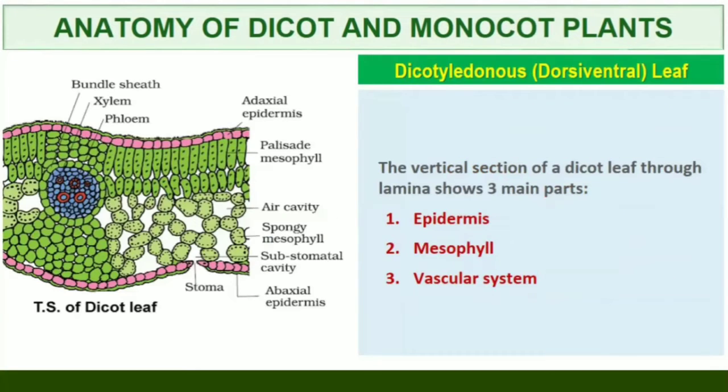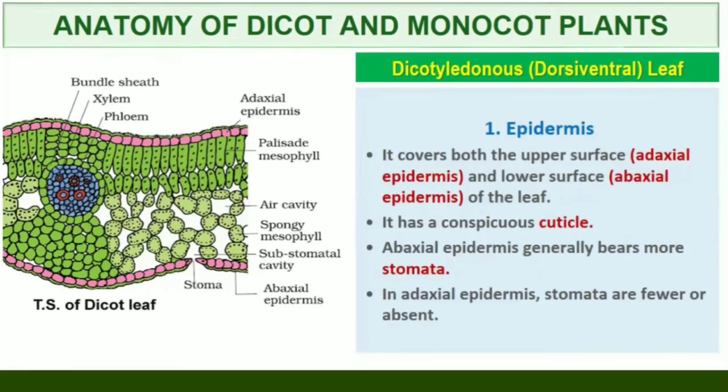Now let's see leaf. Dorsiventral leaf or dicotyledonous leaf. The vertical section of a dorsiventral leaf through the lamina shows 3 main parts, namely, epidermis, mesophyll and vascular system. The epidermis, which covers both the upper surface, adaxial epidermis, and lower surface, abaxial epidermis, of the leaf has a conspicuous cuticle. The abaxial epidermis generally bears more stomata than the adaxial epidermis. The latter may even lack stomata.